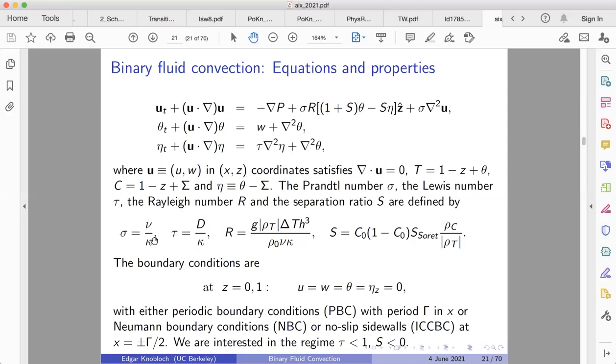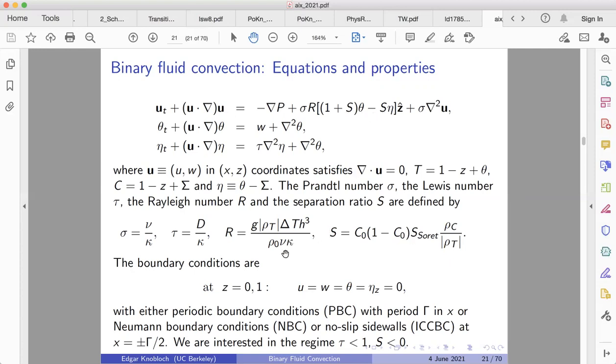So the parameters are the usual Prandtl number, diffusion ratio, inverse Lewis number, tau, a Rayleigh number, and then a measure of the Soret effect through this separation ratio S that you see here in the equations.